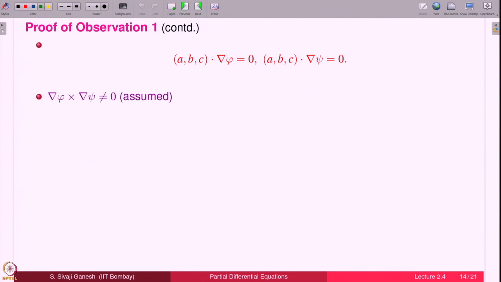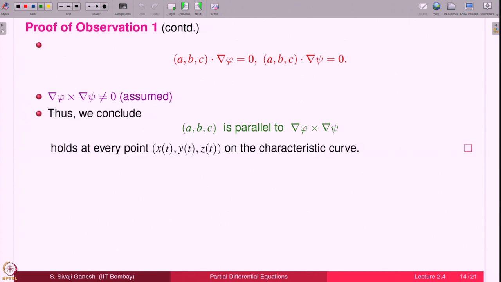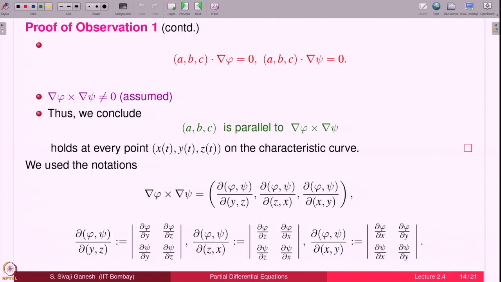So, this is what we have, but grad phi cross grad psi is not equal to 0, that is what we have assumed. Therefore, (A, B, C) must be parallel to grad phi cross grad psi. If a vector u is orthogonal to two vectors, let us say u dot v is 0 and u dot w is 0, then u is parallel to v cross w if v cross w is non-zero. So, we have used that and concluded (A, B, C) is parallel to grad phi cross grad psi. This holds at every point (x(t), y(t), z(t)) on the characteristic curve.